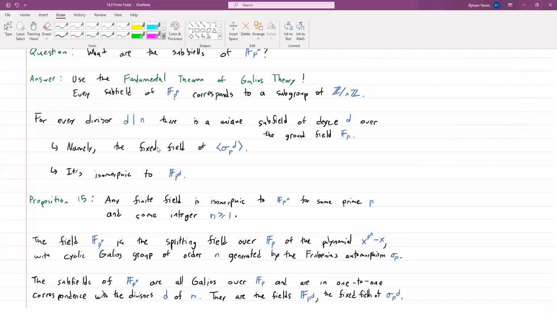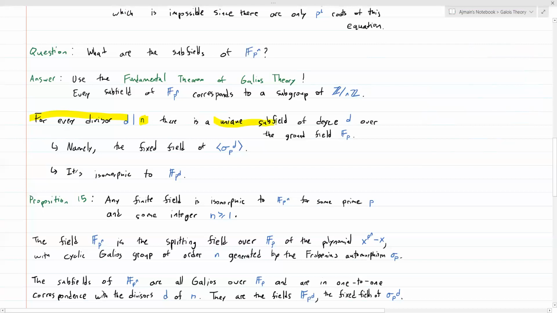And where are we? So for every divisor d of n, there's a unique subfield of degree d over the ground field Fp. Why is it unique? Because Z mod nZ has a unique subgroup for each order, each index that divides n. I'm just saying that the subgroups of Z mod nZ are unique up to order. For each order, there's a unique subgroup of that order. So for each divisor d of n, there's a unique subfield of degree d over the ground field Fp.